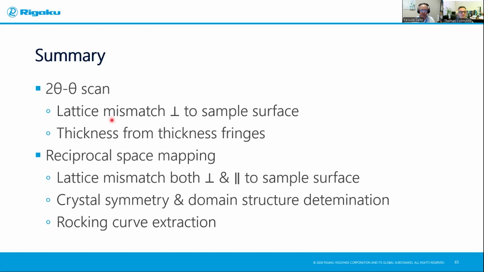So this is different terminology compared to powder or polycrystalline film. Perpendicular from the sample surface, thickness from the thickness fringes can be analyzed. Reciprocal space mapping tells lattice mismatch both in plane and out of plane direction. And also you can determine crystal symmetry, domain structure, like I demonstrated today. And also you can extract a rocking curve from the RSM measurement.